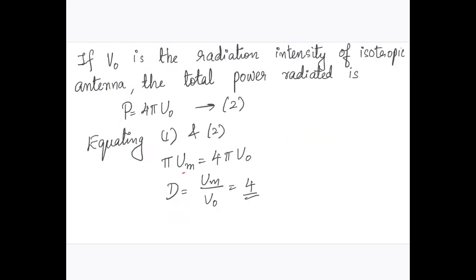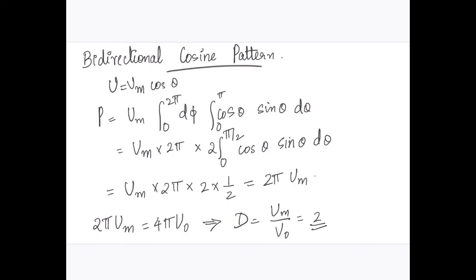Now if the same problem has to be solved for a bidirectional pattern, theta has to vary from 0 to pi. So 0 to pi can, as per the formula, be written as 2 times the integral from 0 to pi by 2. The 0 to pi by 2 integral has already been found out; it was 1 by 2. So the answer will be 2 pi UM. Again equate it to 4 pi U naught, so D will be equal to UM by U naught, which equals 2.